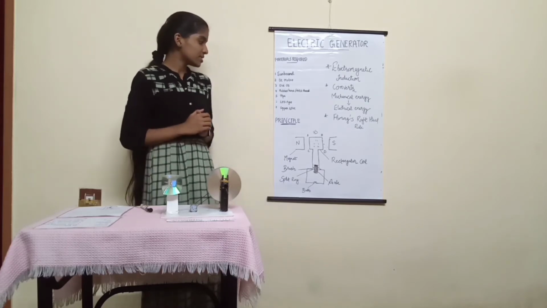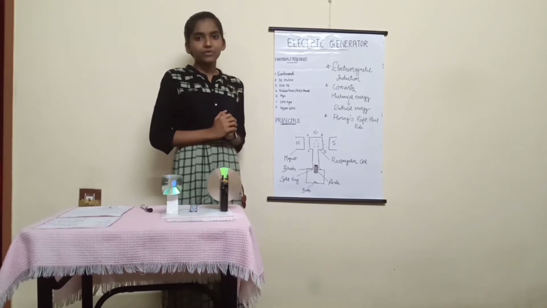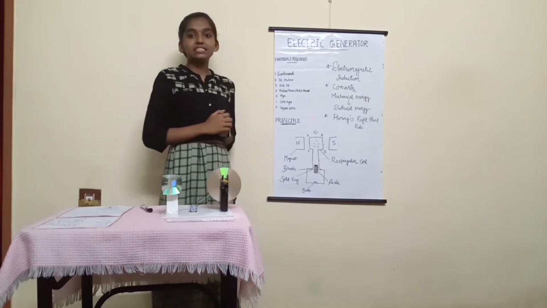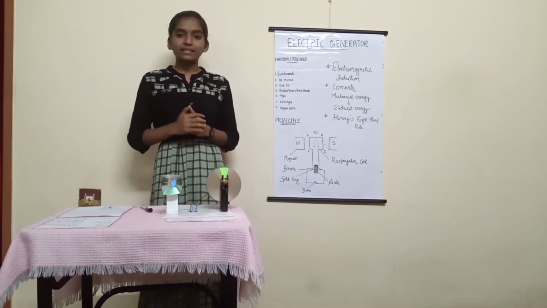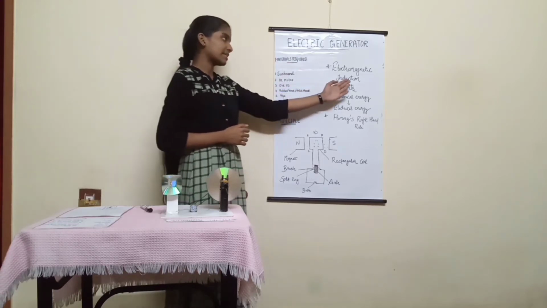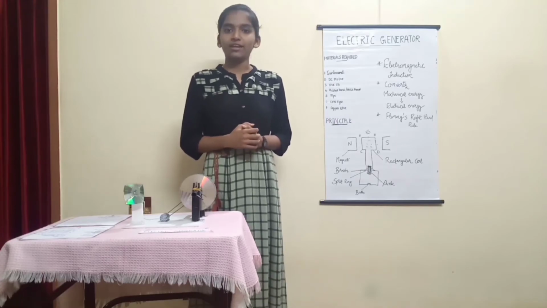So by applying this rule in this electric generator, we can find the direction of current induced in the electric generator. So this is the overall representation of electric generator and its basic principle, that is electromagnetic induction. Now let's go back to our model.